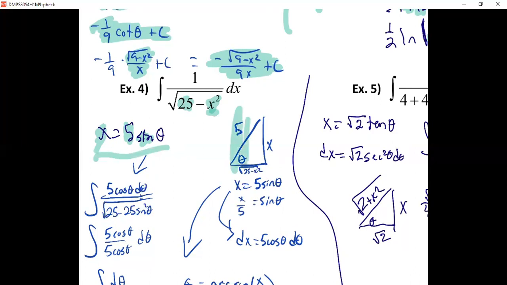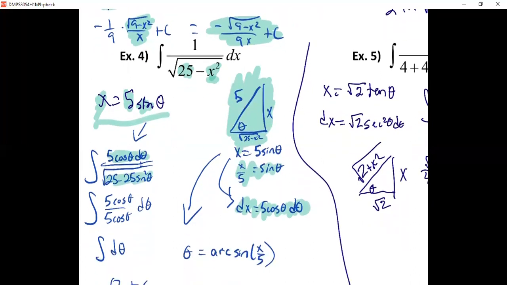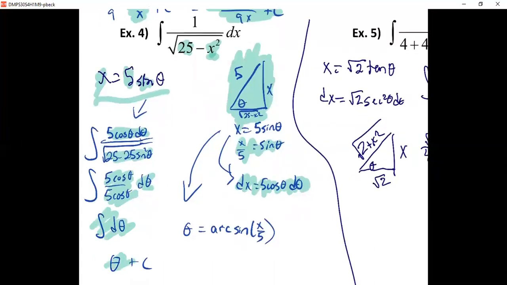Draw the triangle. That triangle of x equals 5 sine theta or sine of theta equals x over 5, whichever way you need to look at it to draw the triangle. Now I can find my differential. dx is 5 cosine theta d theta, which I do my substitution, and I do the other substitution as well. And this turns into 5 cosine theta over 5 cosine theta d theta, which is just the integral of d theta. Amazing. So theta plus c, and theta is the arc sine of x over 5.